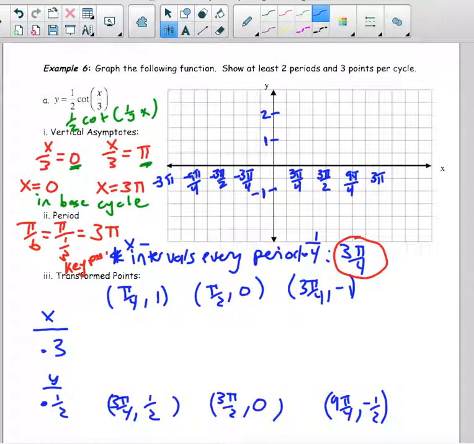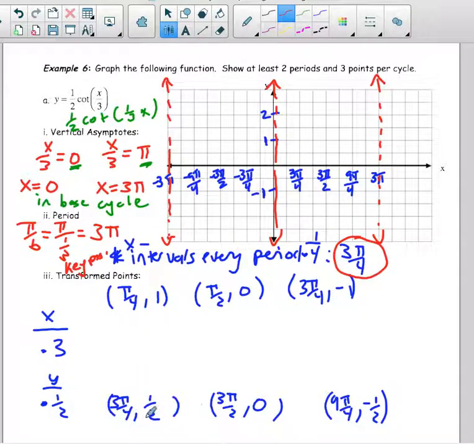And then I'm going to plot my vertical asymptotes. So I'm going to put those at x equals 0 for my first one. One cycle is going to end at x equals 3 pi. And then I can squeeze one more in on my graph. I'll put one in the negative direction at x equals -3 pi.